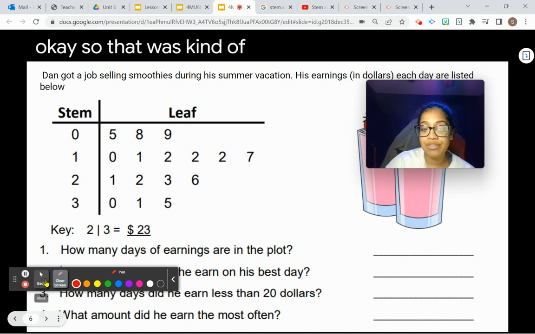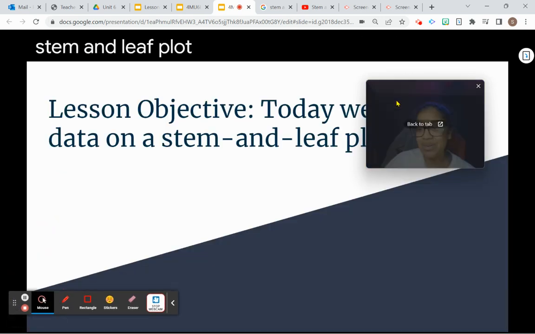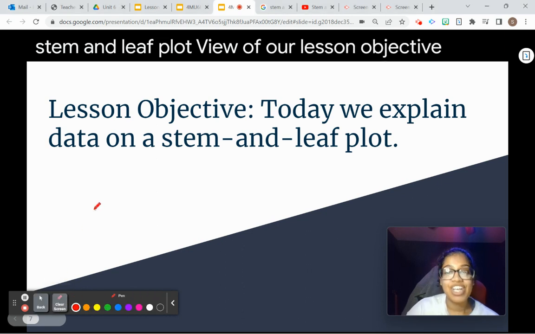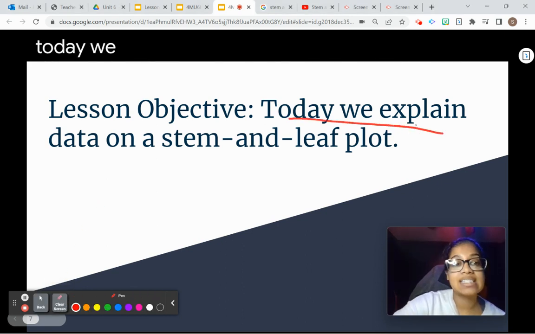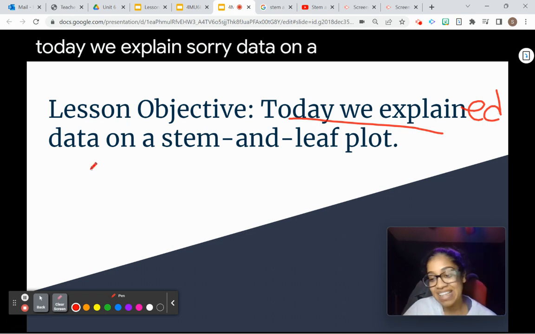Okay, so that was our information from our stem and leaf plot. So let's go ahead and take a review of our lesson objective. So today we explained data on a stem and leaf plot.